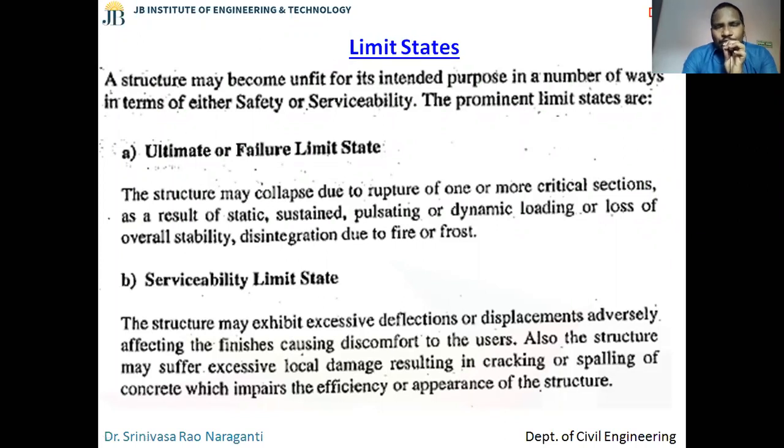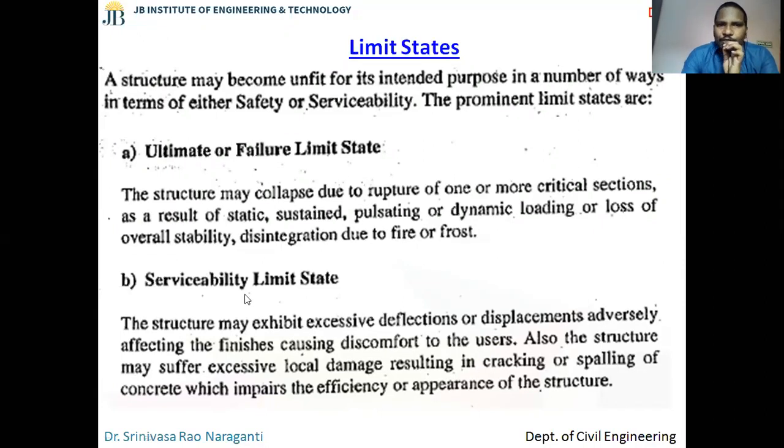When a structure becomes unfit, it can become unfit in two ways. One is it can completely fail. That is called the failure limit state, or collapse. It will completely collapse, so it's not serving its purpose because it has collapsed. We call this the failure limit state.